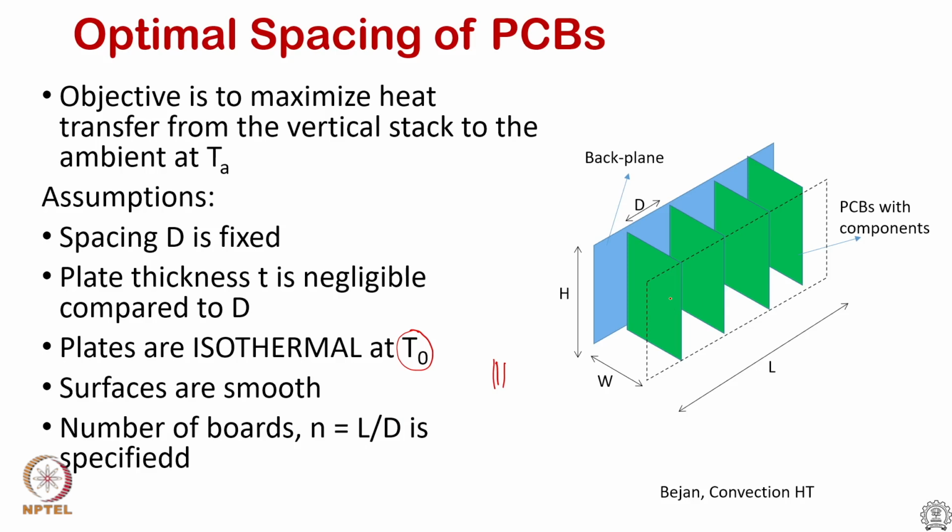So, if there are n number of boards, with L as the total length and D as the spacing, and we ignore the thickness effect of the board, then we can calculate the number of boards to be L by D. And we want to see how to space them, and that is the goal.